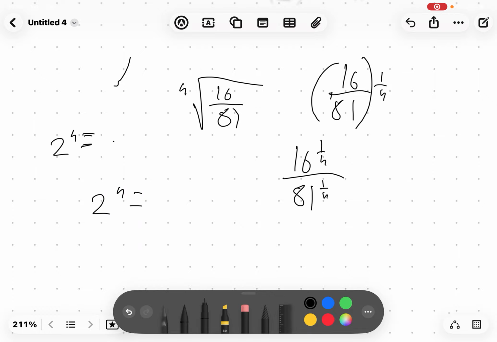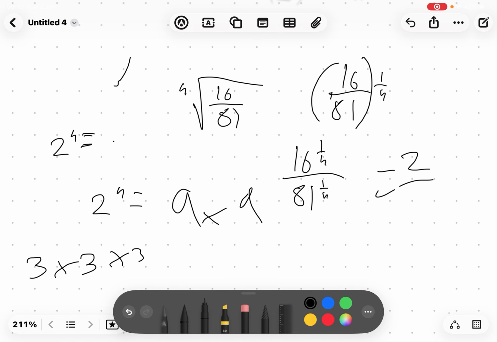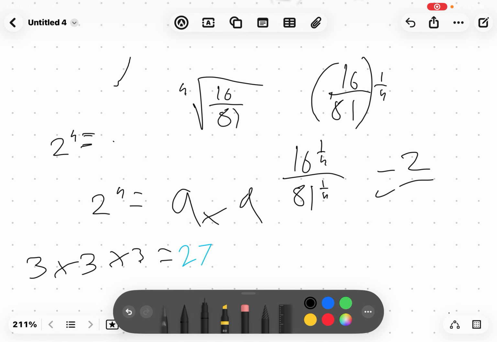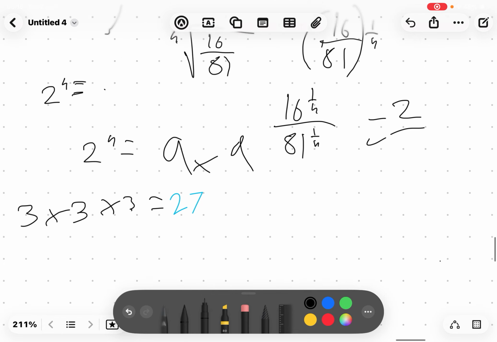Basically it's 2, trust me. And then 81 is harder. So we know that 9 times 9 gives us 81. So could we do maybe 3 times 3 times 3? Well, no, because that's 27. So we have to think of a number that makes it.